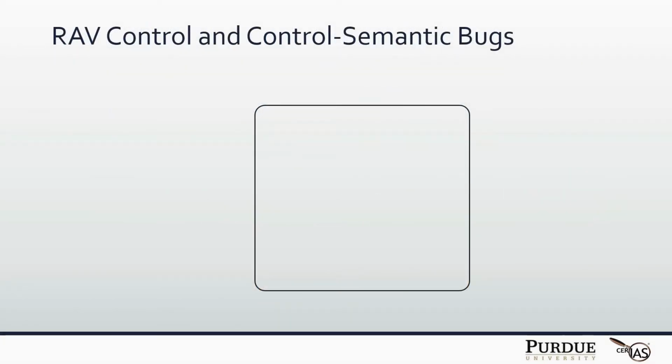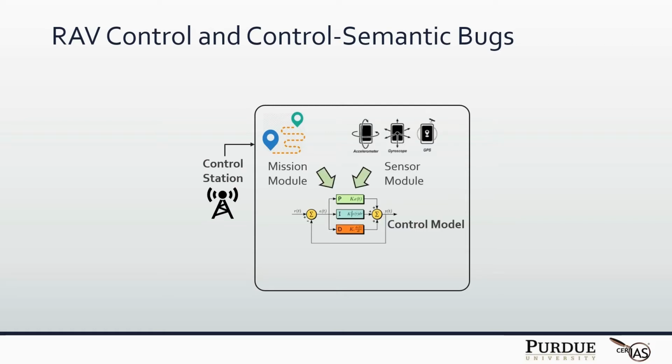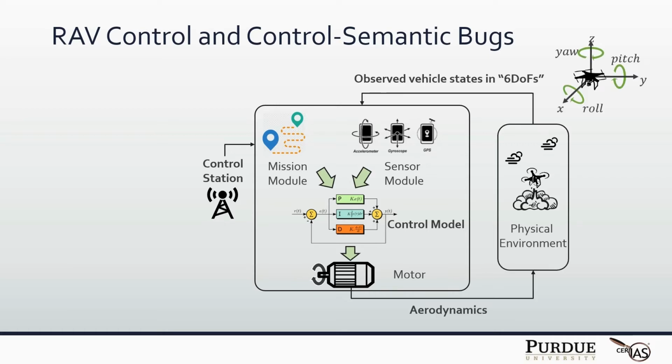Now, let me introduce drone control model and control program. The drone control system consists of mission, sensor, controller, and motor modules. It controls the physical operations during the flight for all 6 degrees of freedom: X, Y, Z axis, and roll, pitch, yaw. The sensing, control actuation, and the physical aerodynamics create a control loop. All these are captured by the control model.